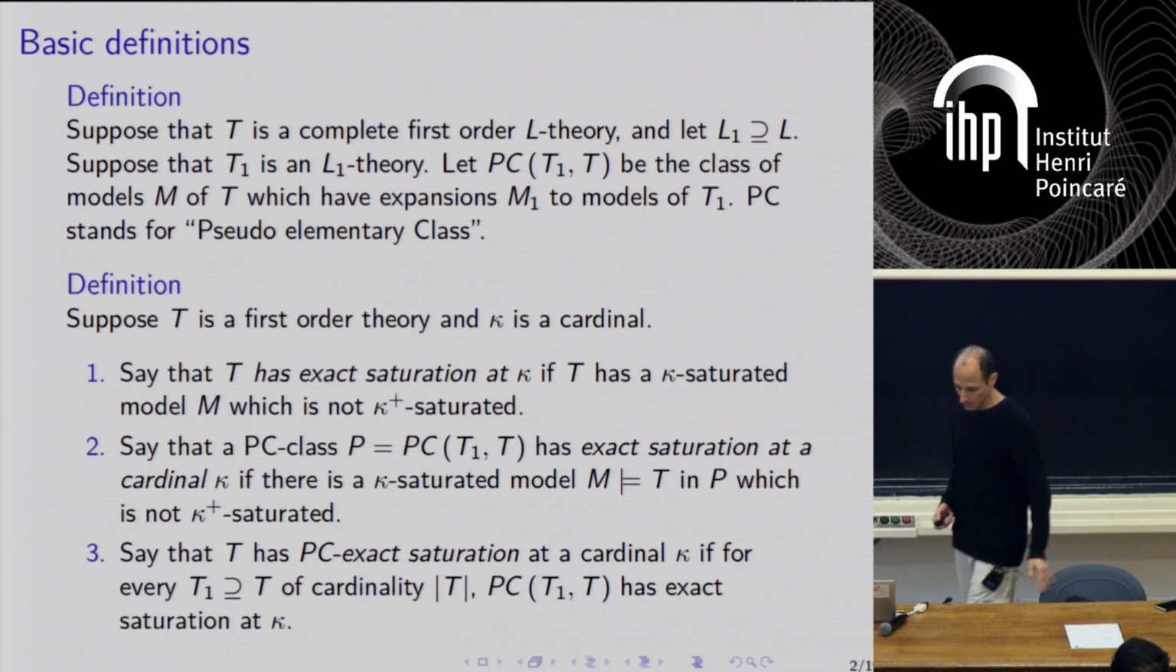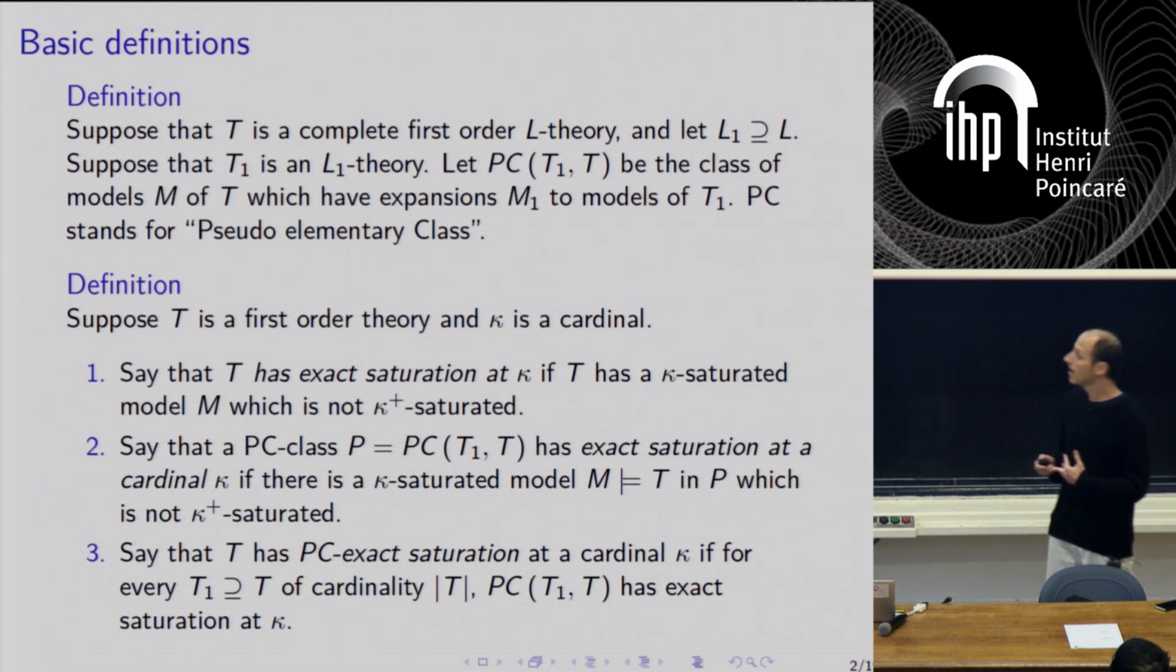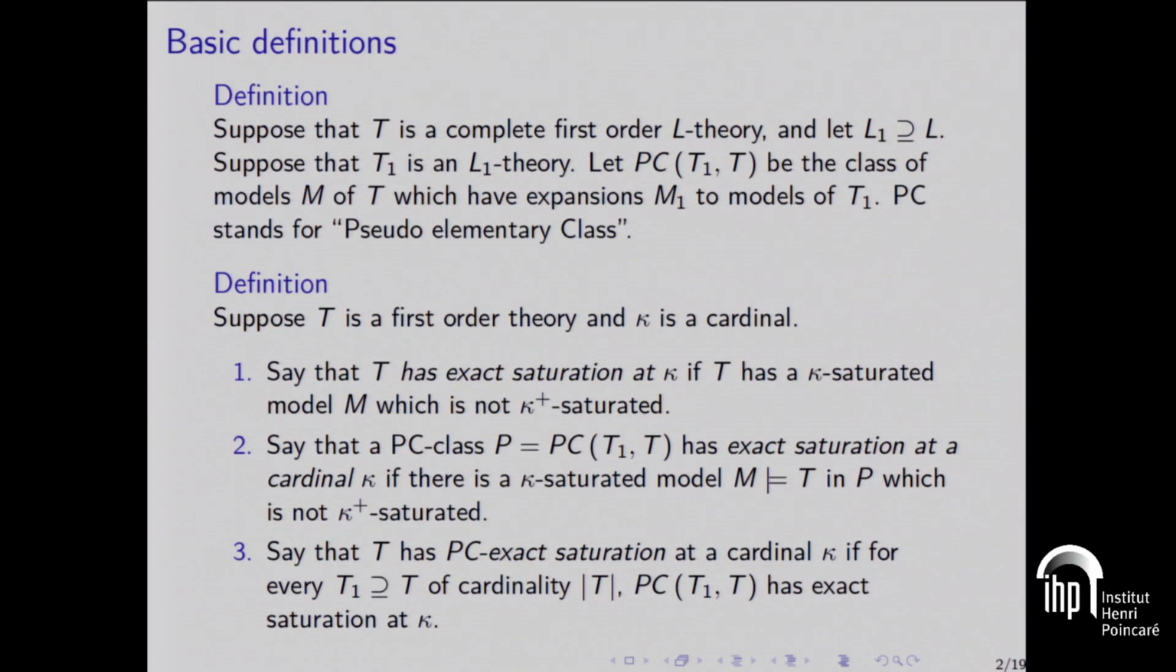And here's the definition of exact saturation. T has exact saturation at kappa if T has a kappa saturated model which is not kappa plus saturated. A PC class will have exact saturation at kappa if there is a kappa saturated model of T which is not kappa plus saturated. And then T has PC exact saturation if for every T1, PC of T1, T has exact saturation in the sense of the above.